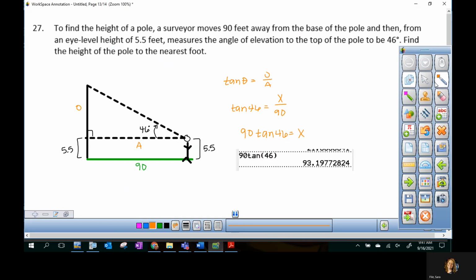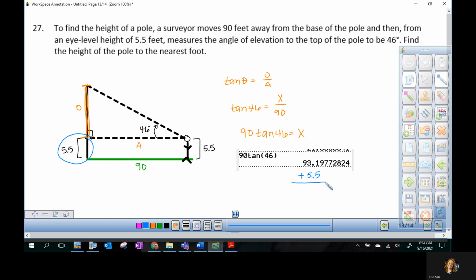So that is here to here. Just this piece. What do I need to do to that? Add the 5.5. Now it does say round to the nearest foot. So that would round to 93.2, so 93.2 plus 5.5, that's 98.7. That's going to round to 99.